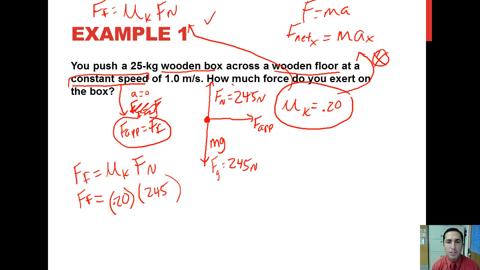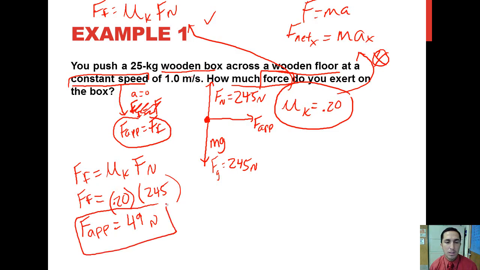But does it want to know friction force? How much force do you exert on the box, or does it want the force applied? Well, it wants force applied. So, because it said constant speed, we can erase friction force and replace with force applied. So, we go ahead and do 0.20 times 245, and we end up getting 49 newtons. There we go. You're done with the first one. Wasn't too hard, hopefully.